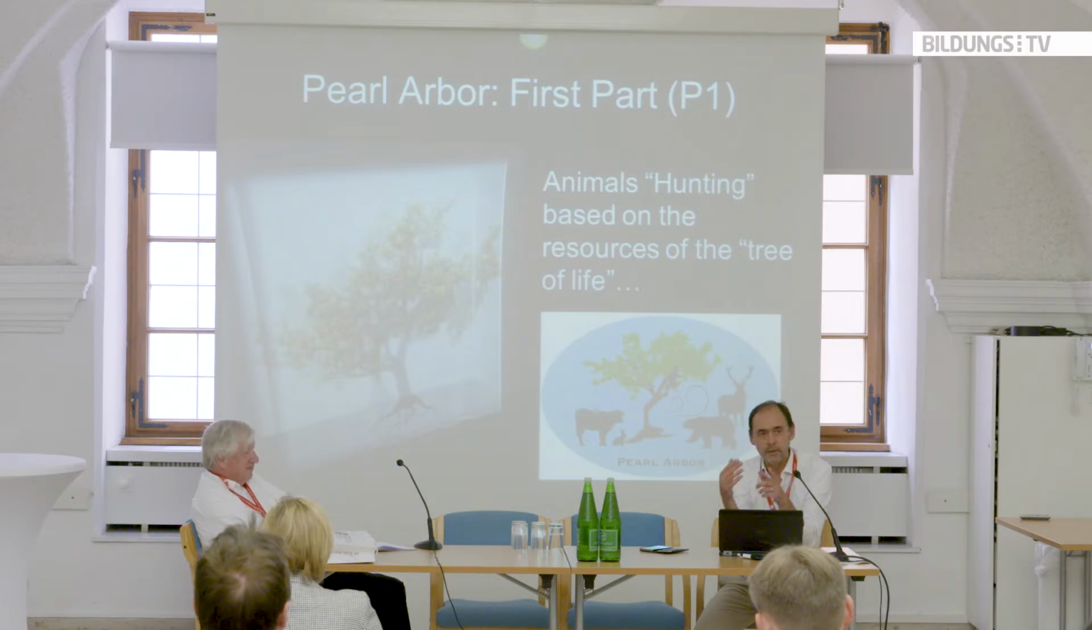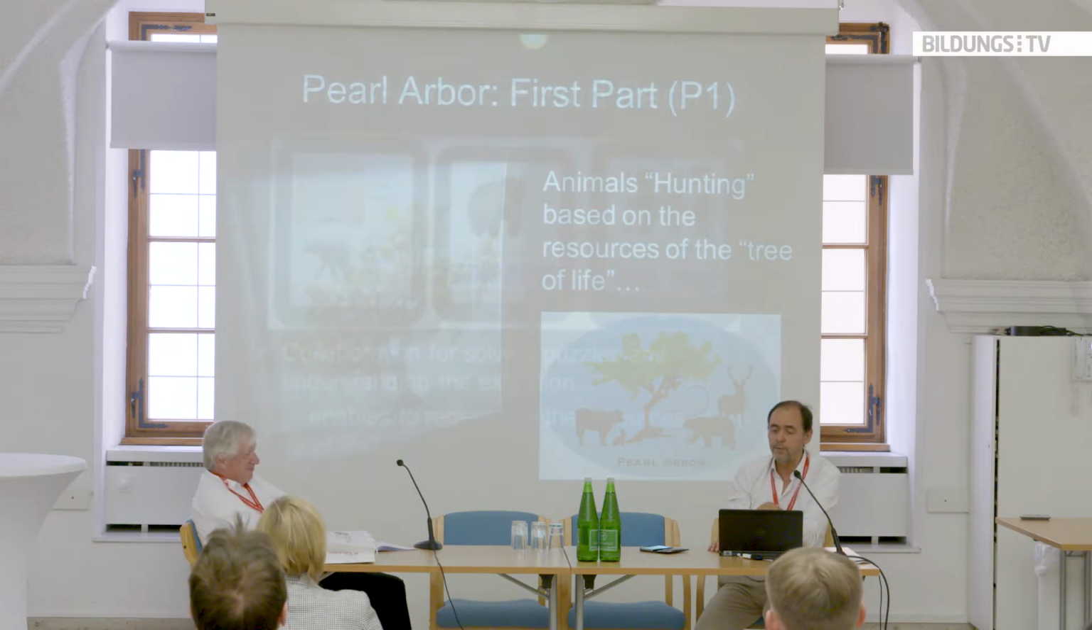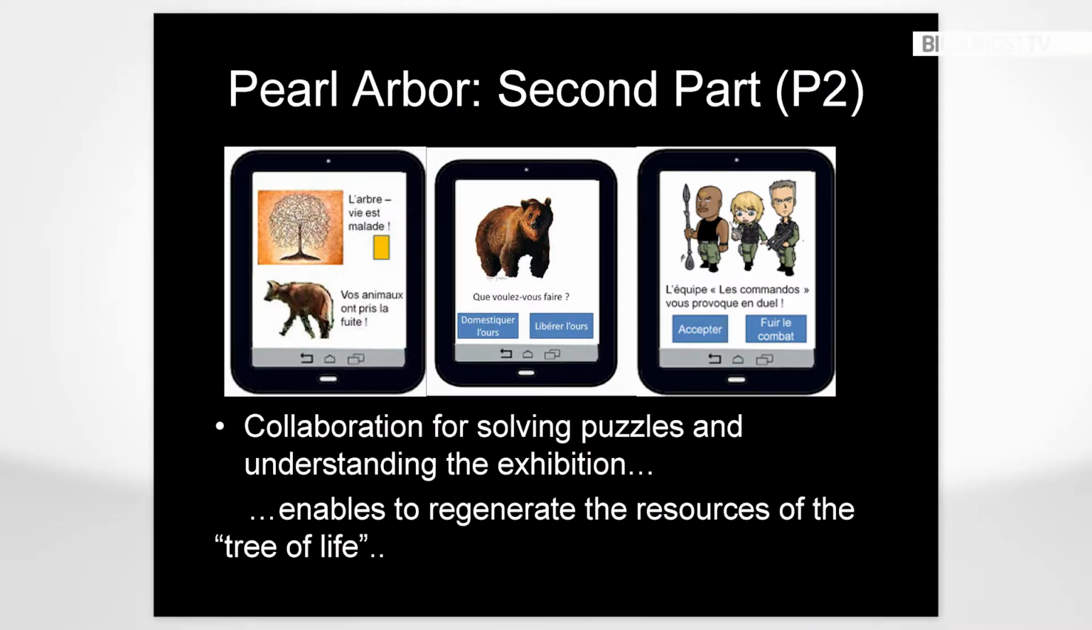And then starts a second part of the game, and this second part is about understanding animals. They have to come back to the museum and try to understand what these animals in the museum are. They have to solve puzzles, they have to understand the exhibition, and each time they manage to find a good answer, each time they manage to find a solution to a puzzle, they gain points. They manage to regenerate the resources of the tree, but they win collaboratively.